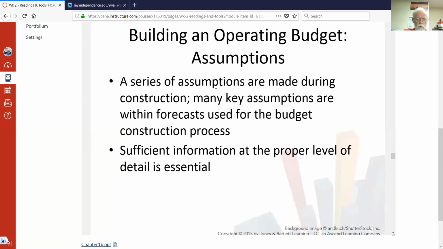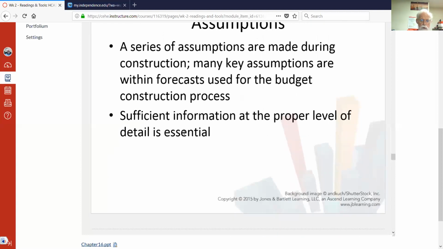So we have a lot of assumptions. Assumptions are going to be assumptions about patient loads or client loads, assumptions about inflation, assumptions about the cost of staffing. So you need the information at a proper level of detail.